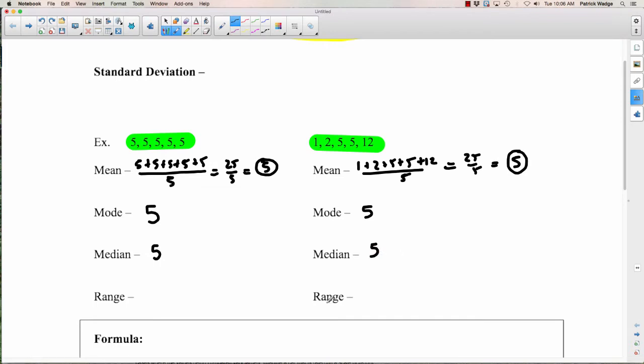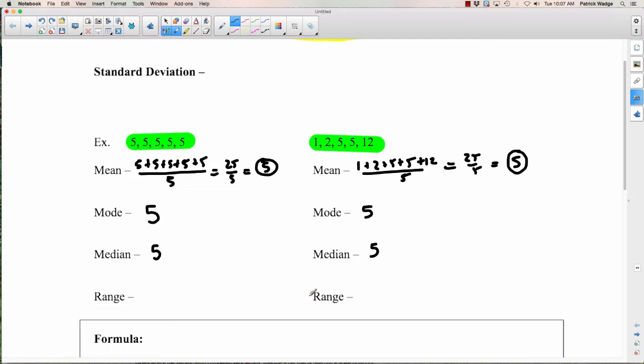Now, I want you to take a look at this for a second. These two data sets have the same mean, 5 and 5, the same mode, 5 and 5, the same median, 5 and 5. Those were our measures of central tendency, those three things, and they have the same numbers. But if you take a look at these and take a look at those, I think you'll agree the numbers are a lot different.